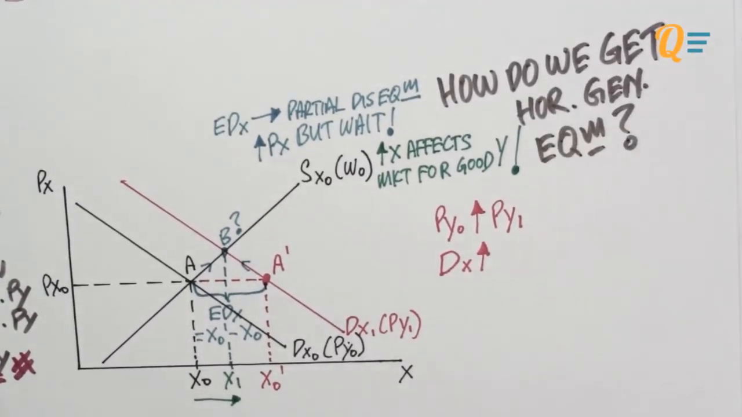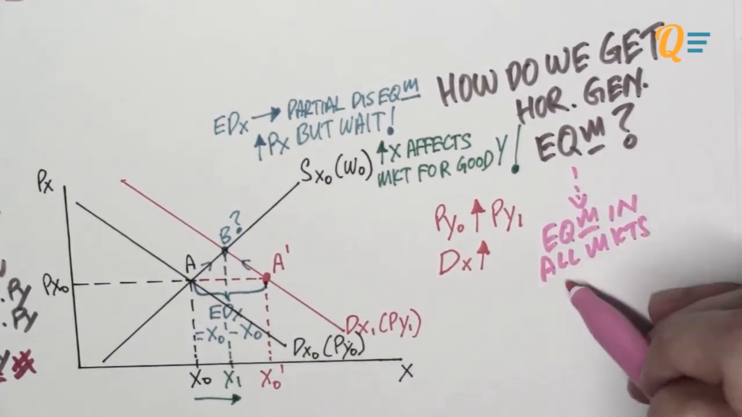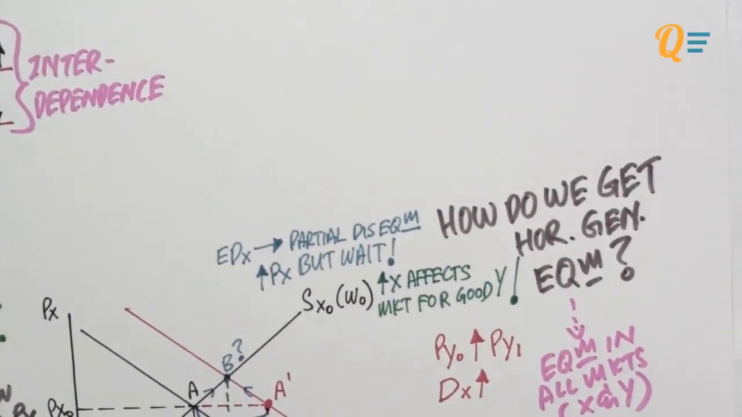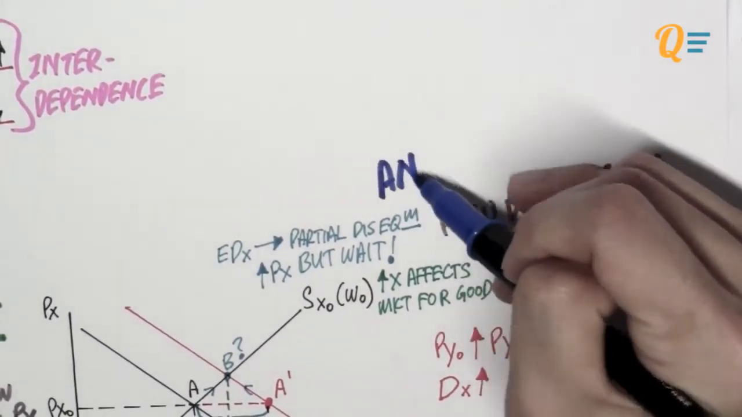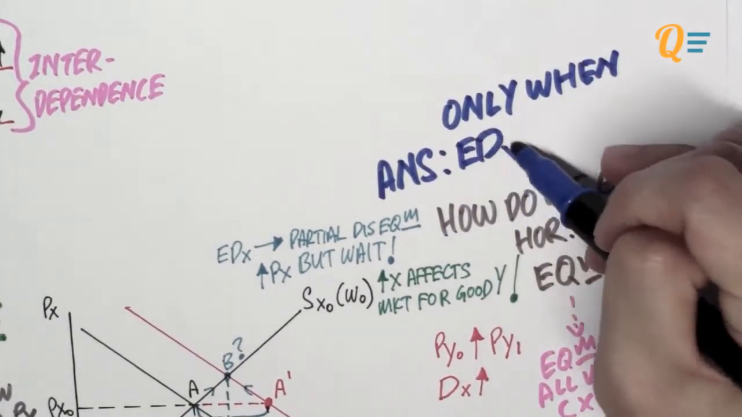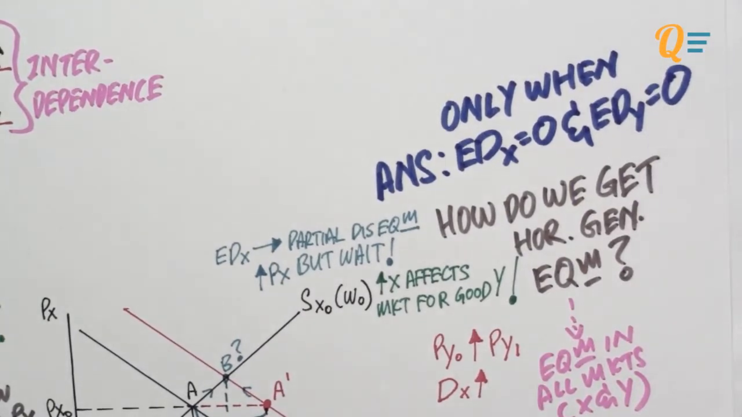And here's a quick recap. When we talk about horizontal general equilibrium, we are talking about equilibrium in all the markets, and we are talking about the market for good X and the market for good Y. And the answer here lies in excess demand. We are going to have horizontal general equilibrium when the excess demand for good X equals 0 and the excess demand for good Y also equals 0.